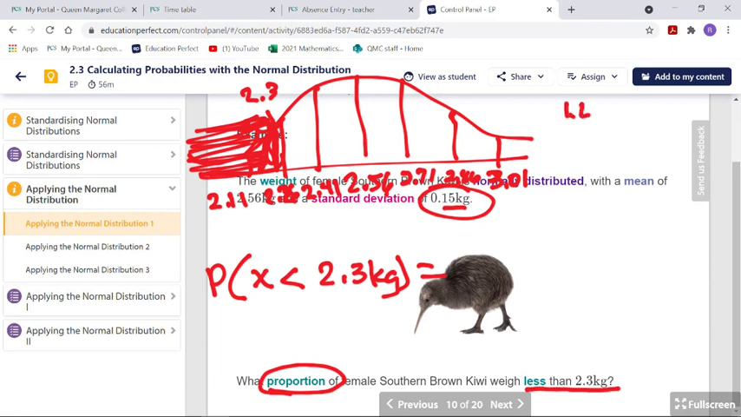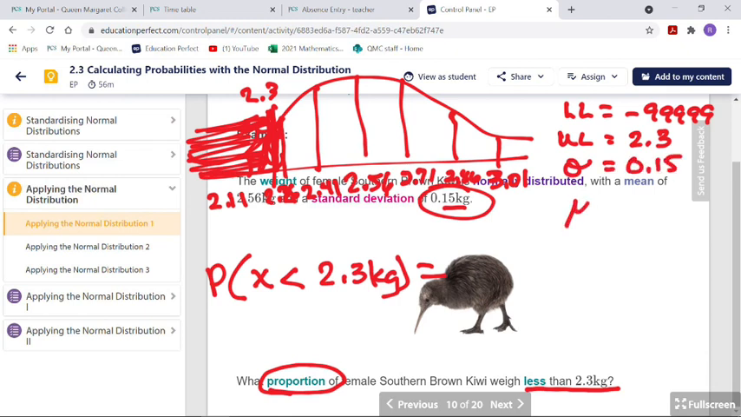I need then a lower limit. And in this case, it's going forever to the left. So what am I going to use as my lower limit, guys? There you go. Minus and then 5 nines. Then I need an upper limit. So that's the limit on the right, which is the number they gave me, which is what? 2.3, right? And then I need a standard deviation, which again they gave me from the question. The standard deviation is 0.15. And then I need a mean, which again they gave me from the question. That's 2.56. So just plugging those in and hitting execute.